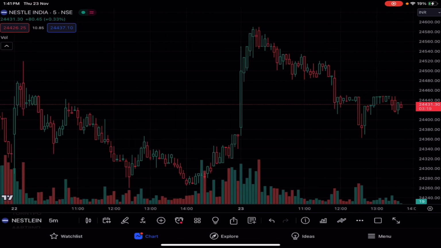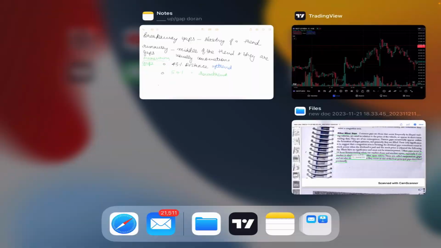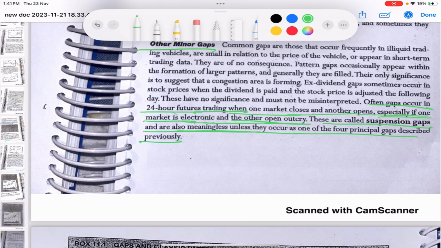So let's say when my Indian market is closed but the US market is open, then the trading in Nestle has taken place in the US market, right? Even when the Indian market was closed. So due to which the next day the Indian market Nestle opens with a gap up or a gap down, because it has missed the kind of rally which has happened in the US market when the market was closed in India. So those kind of gaps are not that important, and they are known as suspension gaps, which are usually because of timings and listing in other markets.